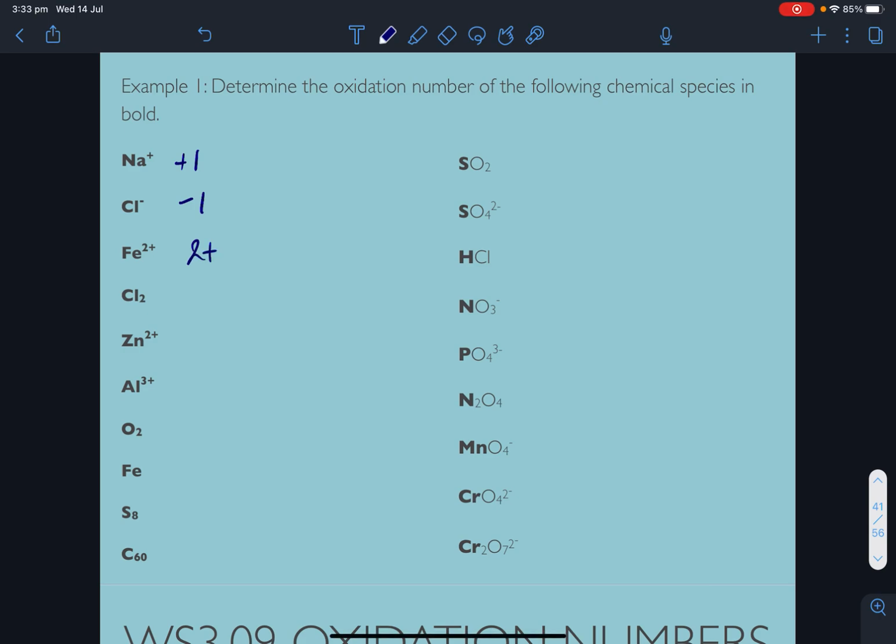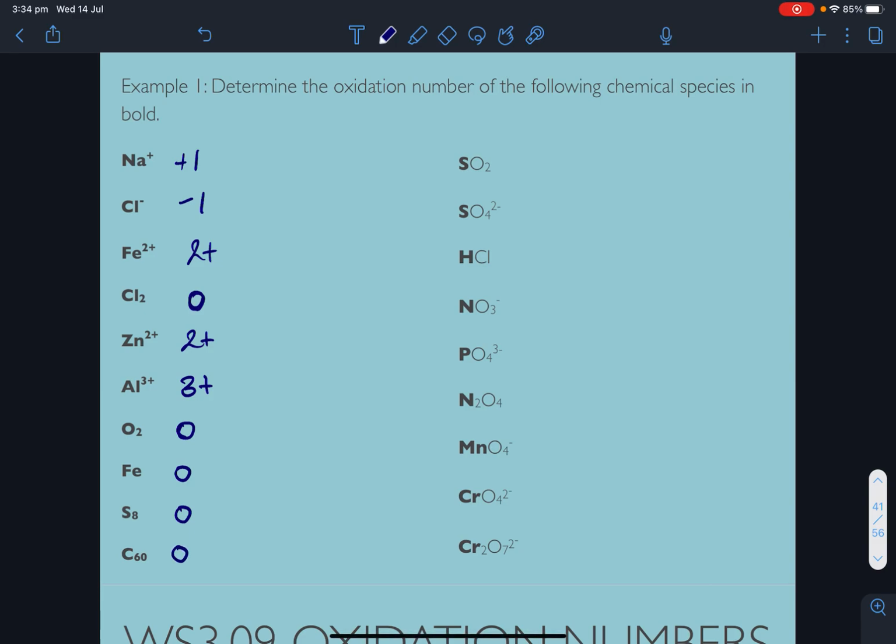Chlorine, Cl2, is 0. It's a neutrally charged molecule only containing chlorine. Zn2+, monatomic ion, 2+. Al3+ is a monatomic ion, 3+. Oxygen there, 0. Iron, 0. Sulfur, 0. Carbon 60, the old buckyball, 0.